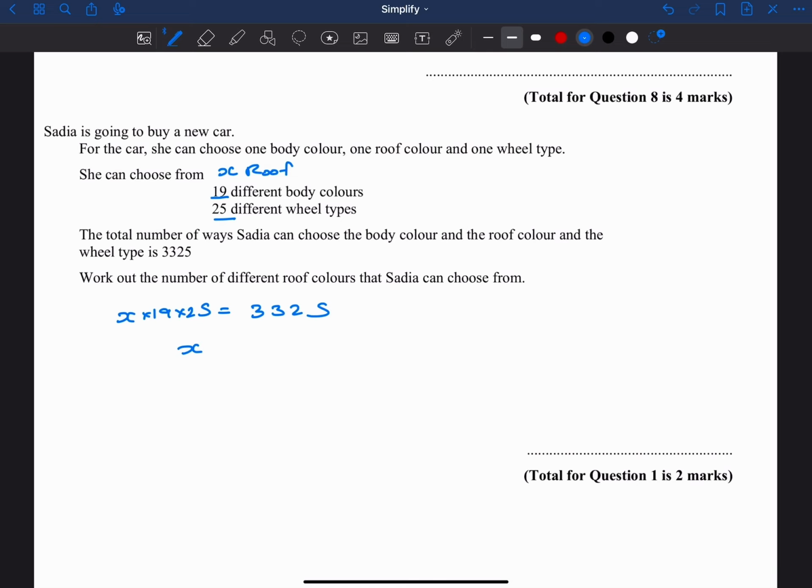3,325. So what is x? 3,325 divided by what? 19 times 25. It's a 2-mark question, so it's not that bad. Okay, if I put that on my calculator, that's just going to give me 7. So how many roof colors do we have? 7. Good. Okay.